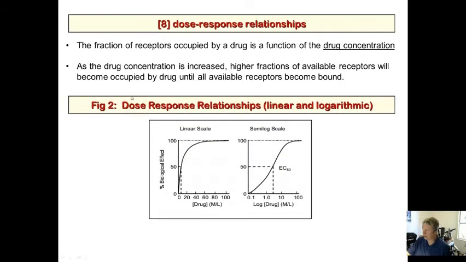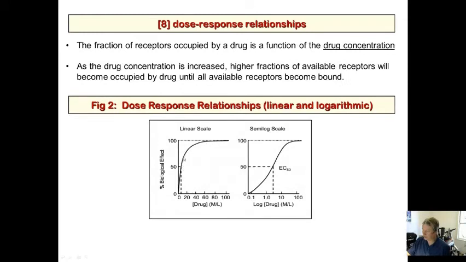So there's a couple ways we can show that, and that kind of idea of a dose-response relationship. There's kind of a bad way and maybe a better way. The bad way is just you have a linear y-axis, which is percent biological effect, and a linear x-axis, which is the amount of drug. And as you add more drug, you get more biological effect.